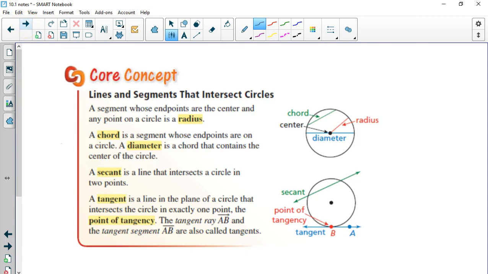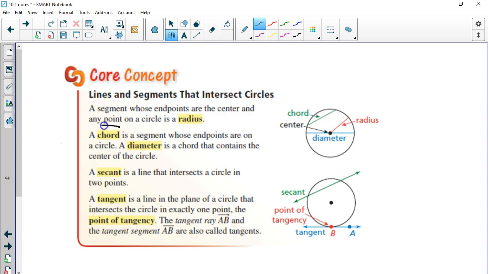Okay, on to the new stuff. New language. Okay, you already know what a radius is and a diameter. That's nothing new. Radius goes from the center out to the edge of the circle. Diameter goes all the way through the center.